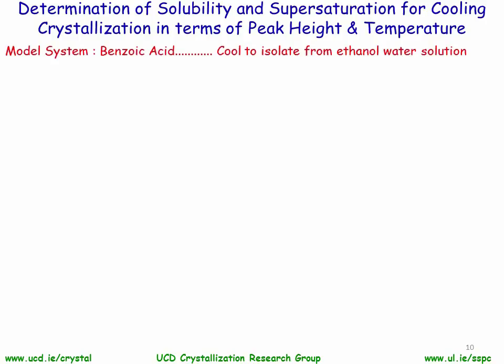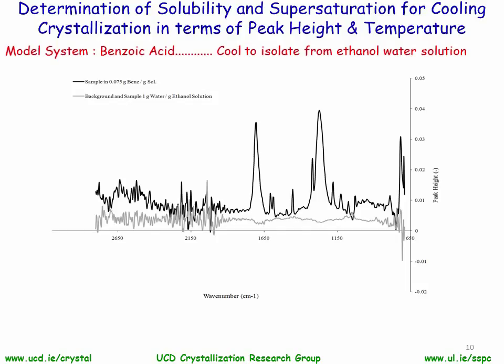For this case study, we're going to look at a model system, benzoic acid. We have numerous API systems, one that's actually going to be incorporated into a publication, but just for ease of use, we're just going to talk about benzoic acid. What we do here is we have a mid-IR background in our ethanol and water solvent mixture, shown here in grey. We then spike in some benzoic acid, which then dissolves.